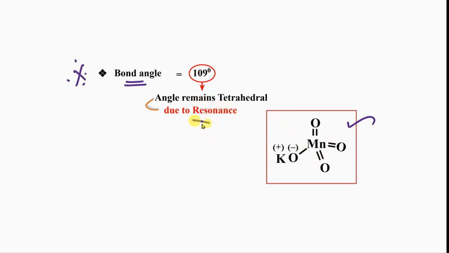The angle remains tetrahedral due to resonance because the bonds keep on changing. Here now it is a single bond, and next time there will be a single bond elsewhere. Here it will be a single bond with the negative sign, and next time the negative sign and single bond will be on this side. So the bonds keep on changing, and thus the angle remains constant here.